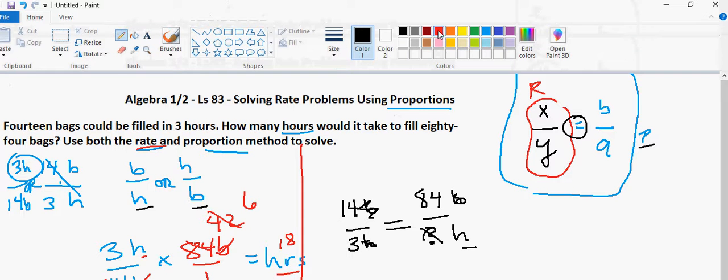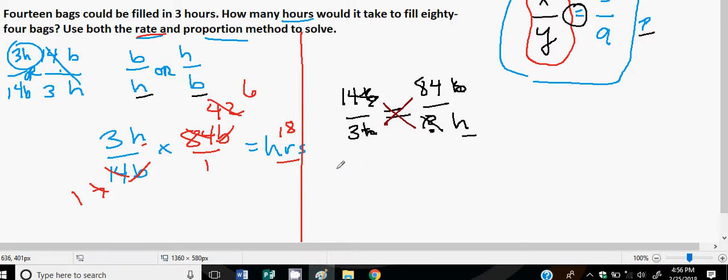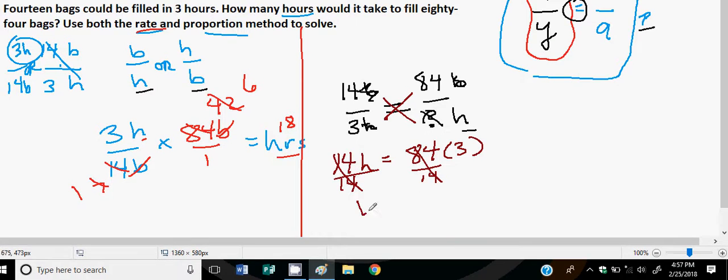So how do we solve proportions? Remember? Cross multiply. 14 times H is 84 times 3. Great first step to show when using proportions. And now we're going to divide both sides by 14, which will give me 18. If you multiply these on your calculator and divide by 14, you get 18 hours.